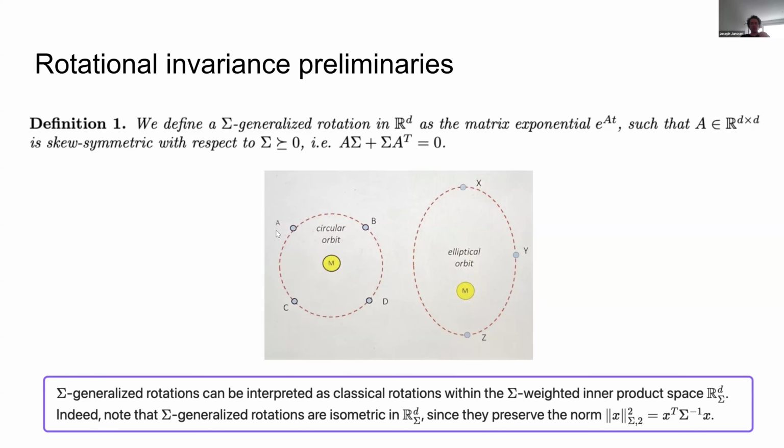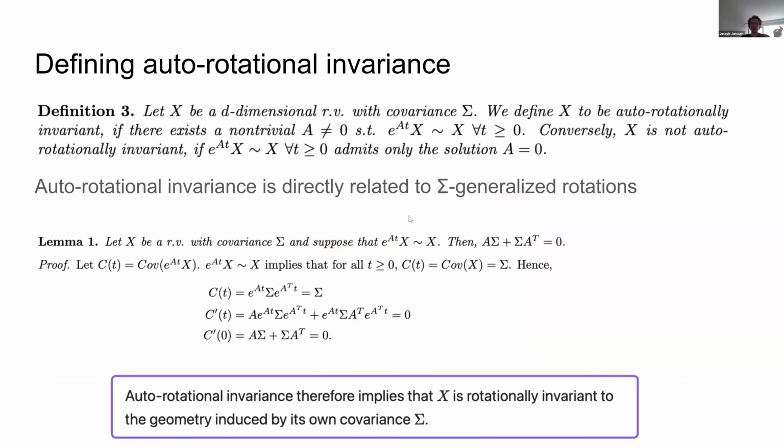We call these circular distributions rotationally invariant, but you can also have these ellipses, which are also rotationally invariant, in a more general sense with respect to their geometry. So we call the circular one rotationally invariant, and the elliptical distributions we call sigma generalized rotation. It's rotating with respect to its covariance sigma. And you can see this here. We call x autorotationally invariant if we can find an A that's non-zero that makes e to the At x the same distribution as x. Basically the rotation matrix e to the At is not changing the distribution of x.